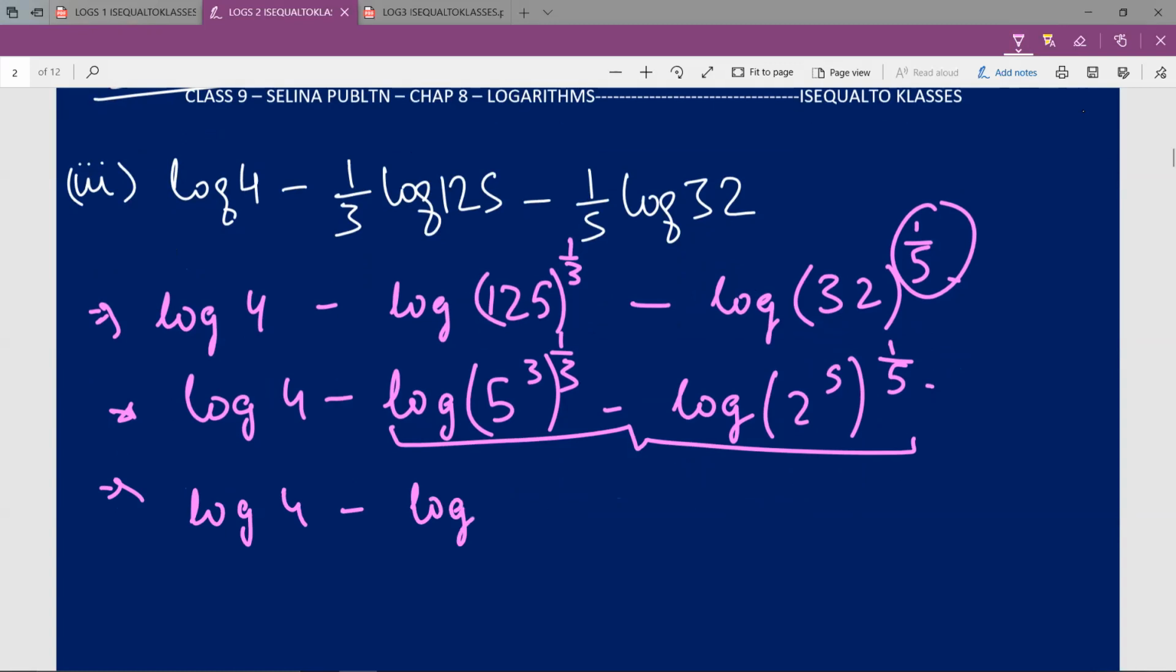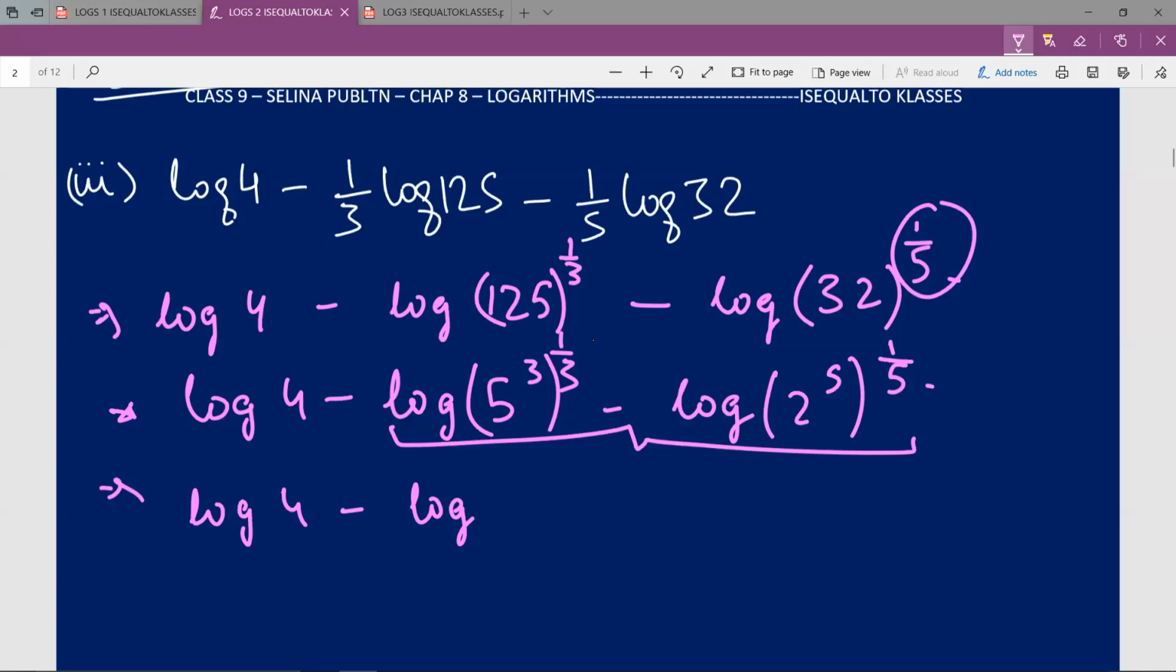Now, the inside exponent and the outside exponent will get multiplied. Why? Because according to the index law, the exponential law, a to the power m, and outside the bracket there is an exponent, let us assume it as p. So I could write this as a to the m into p, which would be a to the mp. So I'll just erase this part.